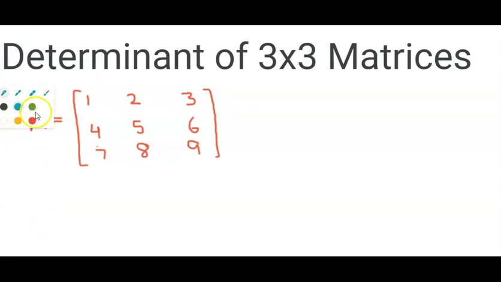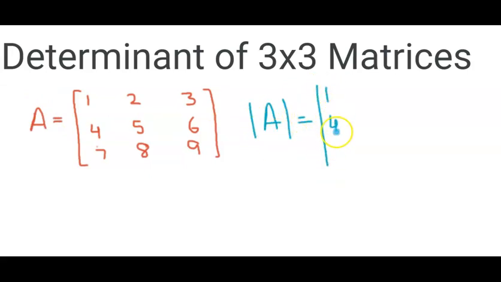Now to find the determinant, first I will write it in this form, the determinant of A. And then I will put 1, 4, 7 here, 2, 5, 8 here, and 3, 6, 9 here. Then obviously I cannot use the ad minus bc method because there are more elements. So to find the determinant, this is what I'm going to do.